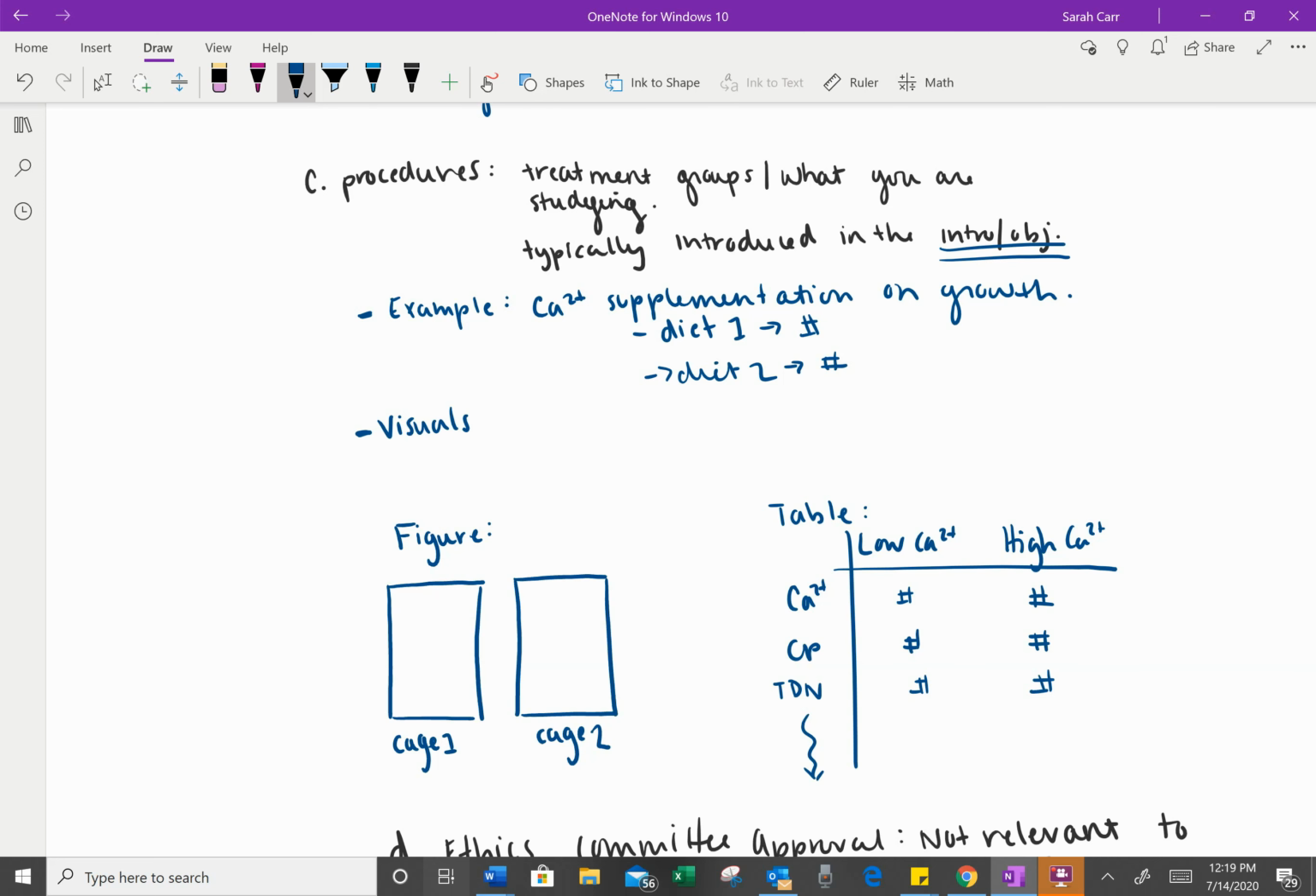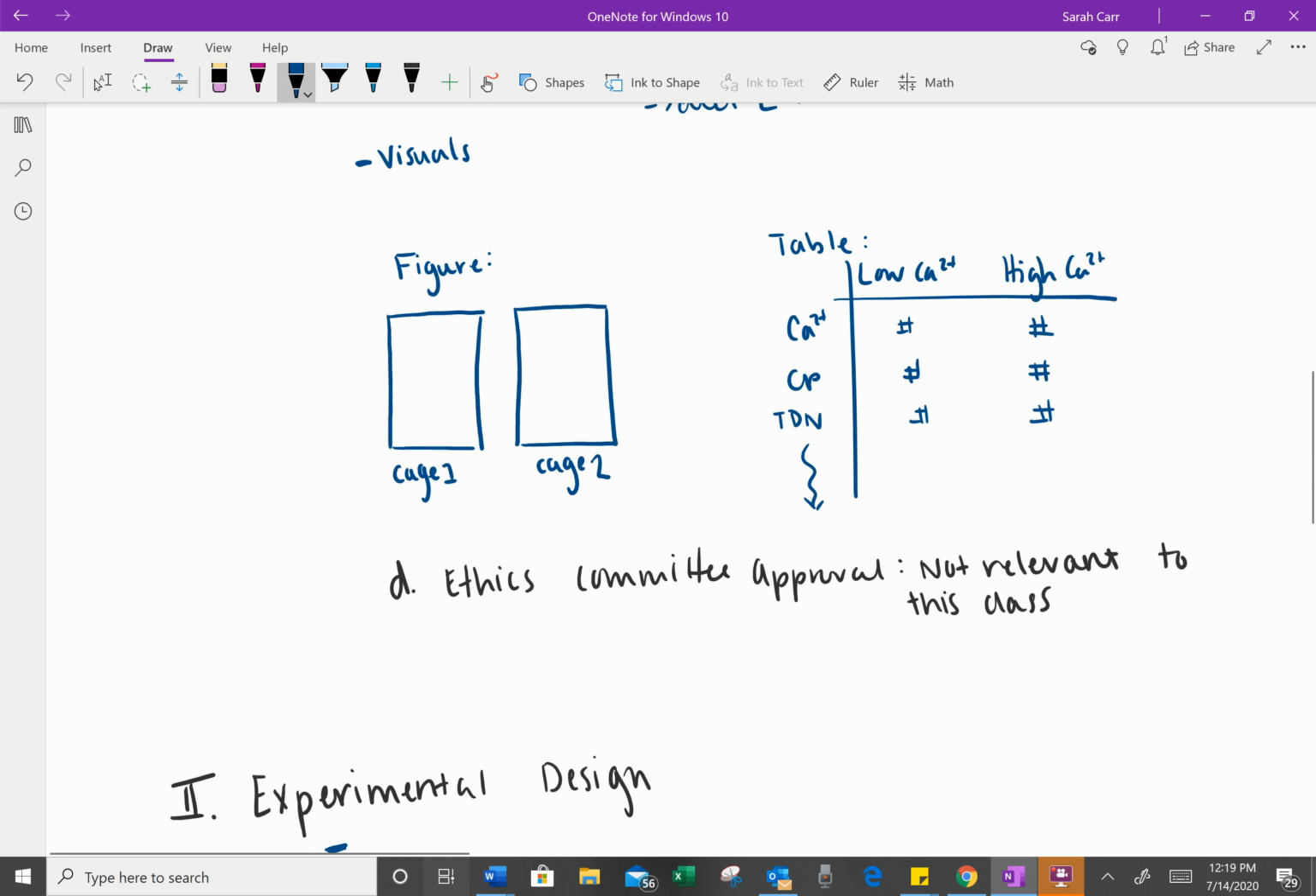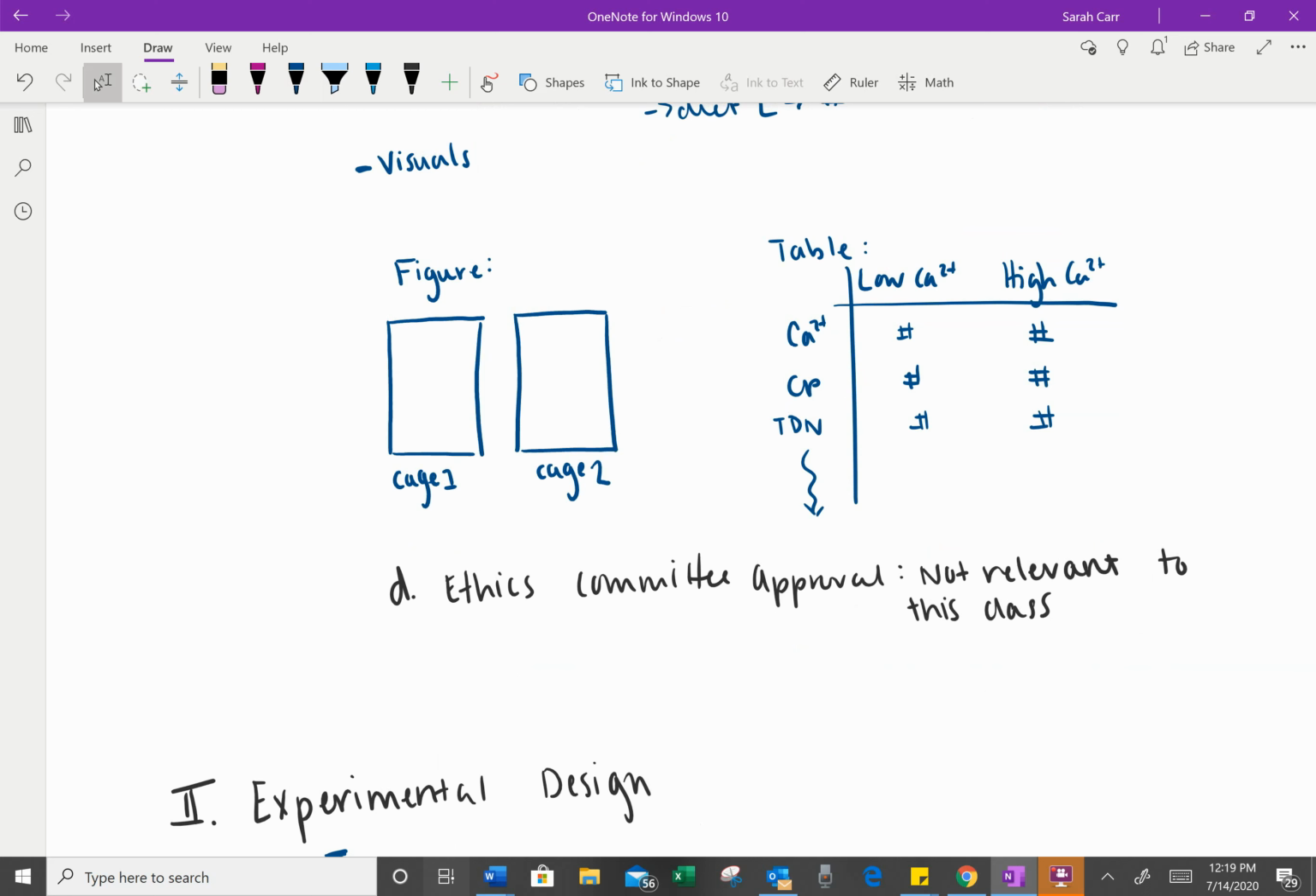This is a great place where you could use some visuals. Two visuals that would be very handy in this situation would be either a figure of what's happening, a layout of the management or the environment, or a table.